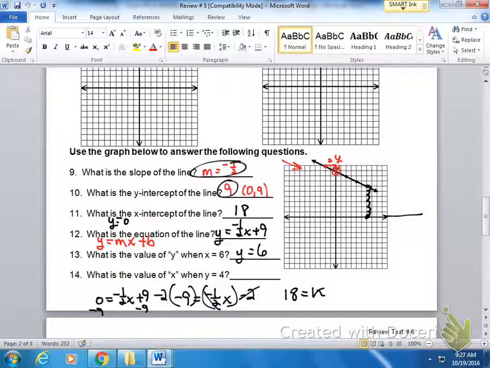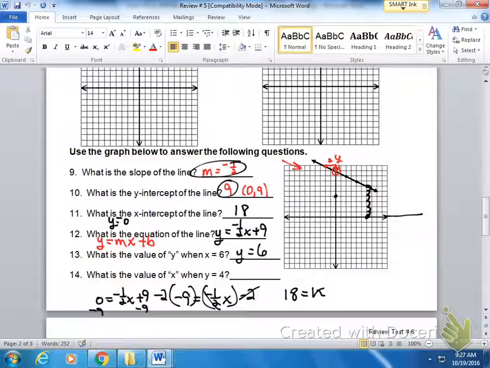Now the x is different. It says what's x when y equals 4? Well, here's y equals 4. You're going to have to see how far the line goes left or right. Now again, this one's kind of off the graph here. You could just plug this into your equation that you got. You know y equals 4, and you could solve backwards.